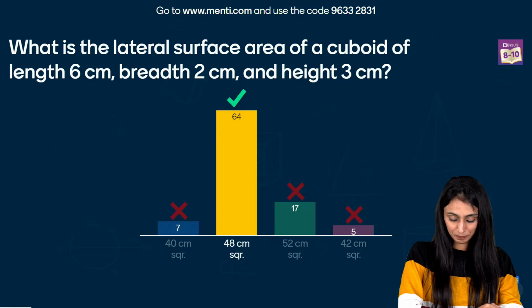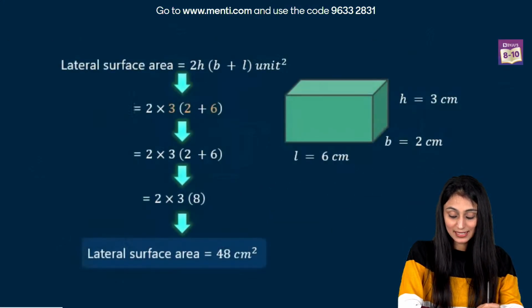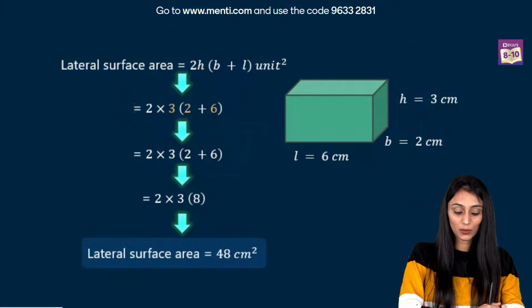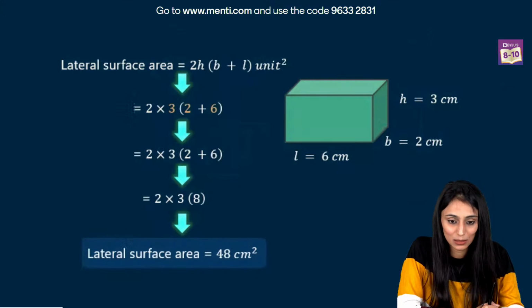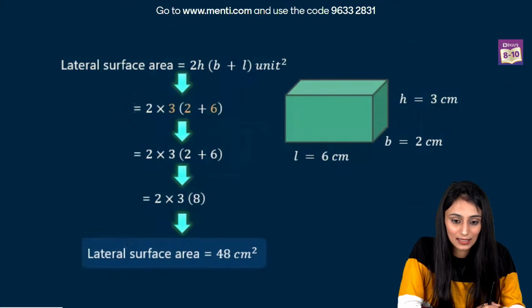Let's check the solution. So here we can see length, breadth and height is given. That's 2h times b plus l. That's how we find it out. So put the values, 2 times 3, 2 plus 6. That's going to be 2 times 3 times 8, which is 48 centimeters square. Yes?